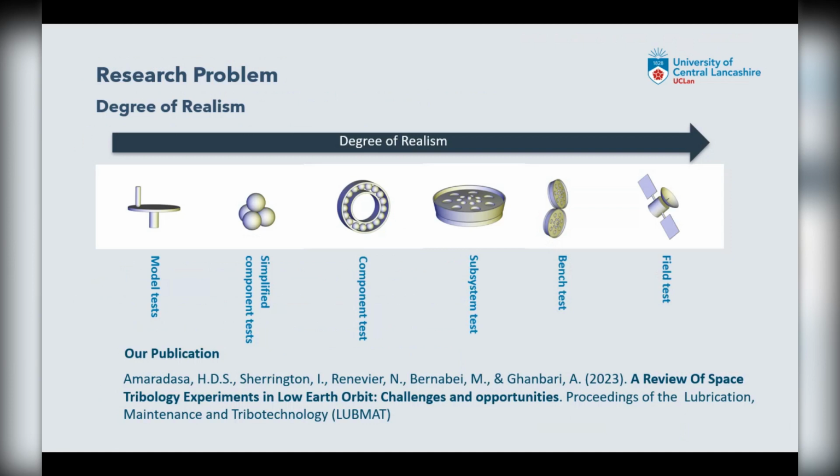And if we increase the degree of realism and reliability, we can go for a simplified component test like the four-ball test. And we can actually test the whole component itself, like the bearing, and the system. The whole reaction wheel can be tested as well. And eventually we have to test the entire mechanism in a spacecraft. So that's the challenge. It's not economical to send a huge spacecraft to space and test it. If you need more details on this, we have made a publication, so you can refer to that and cite it.